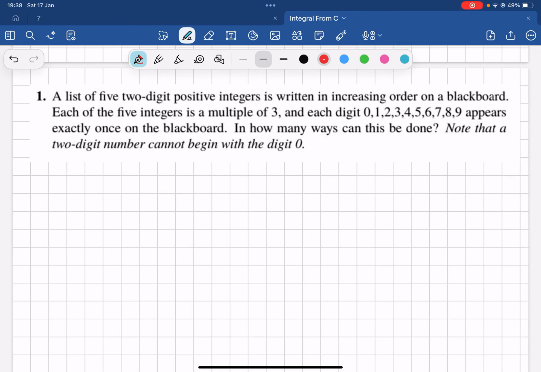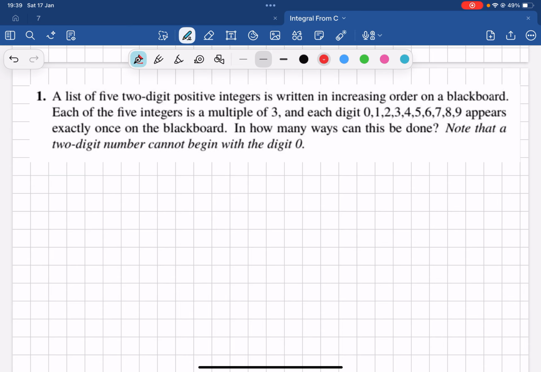Right, so we've got a question from 2018's BMO1, question 1. A list of 5 two-digit positive integers is written in increasing order on a blackboard. Each of the 5 integers is a multiple of 3, and each digit 0 to 9 appears exactly once on the blackboard. In how many ways can this be done? Note that a two-digit number cannot begin with the digit 0.